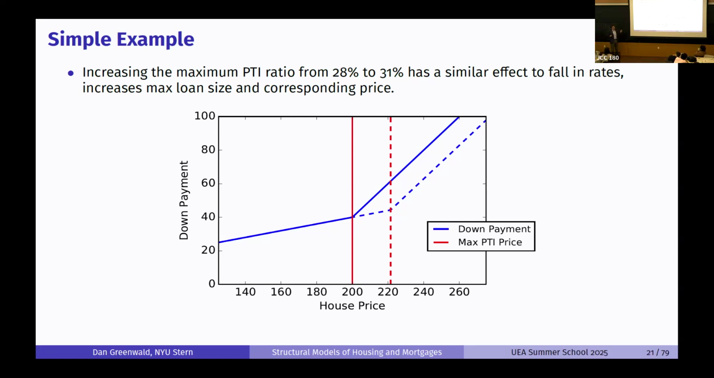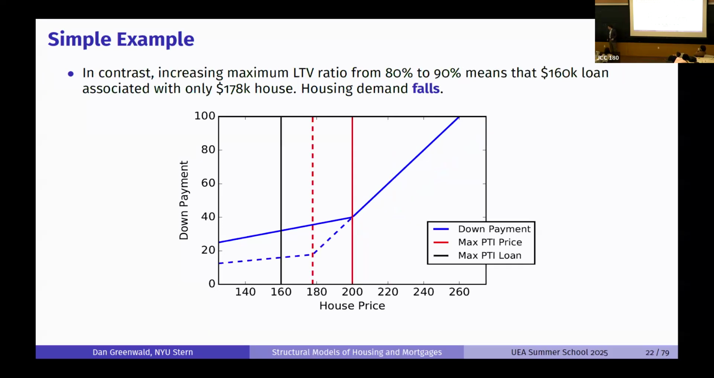can have a big effect on house prices. So now let's do the same for LTV. And maybe the result I showed you before will make a bit more sense. So now I'm going to assume that we relax the LTV ratio from 80% to 90%. Now in black, I've plotted here the maximum loan size the borrower can get subject to her payment income limit. And now we're not messing with the payment income ratio or with the interest rate. So this thing is going to stay put.